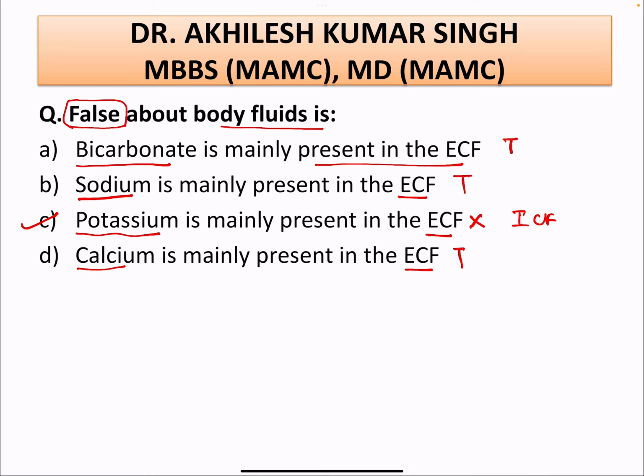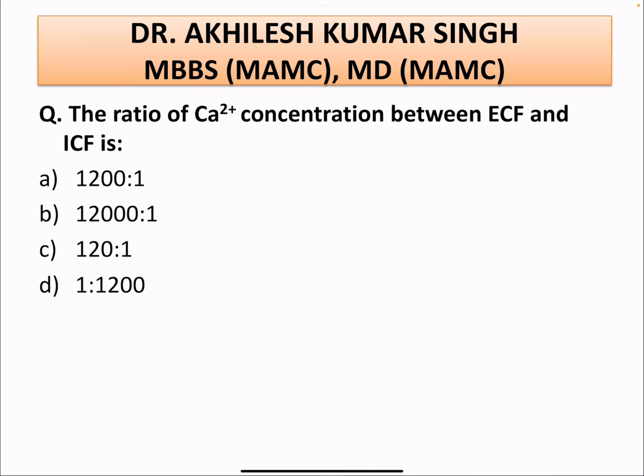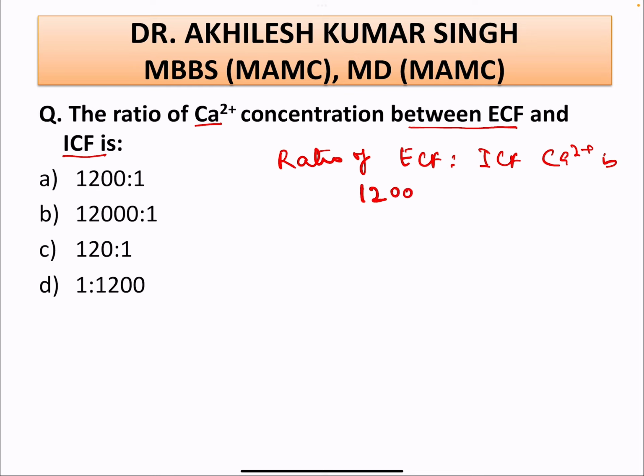Let us look at another question. The ratio of calcium concentration between ECF and ICF is. As I discussed in the previous question, this ratio of ECF to ICF calcium ion is 12,000 to 1. So the answer here will be B, 12,000 to 1.